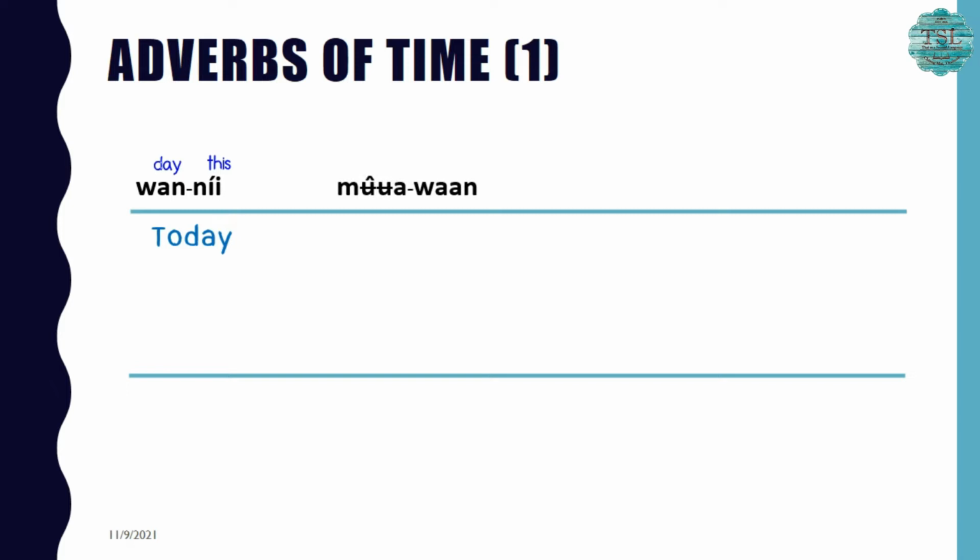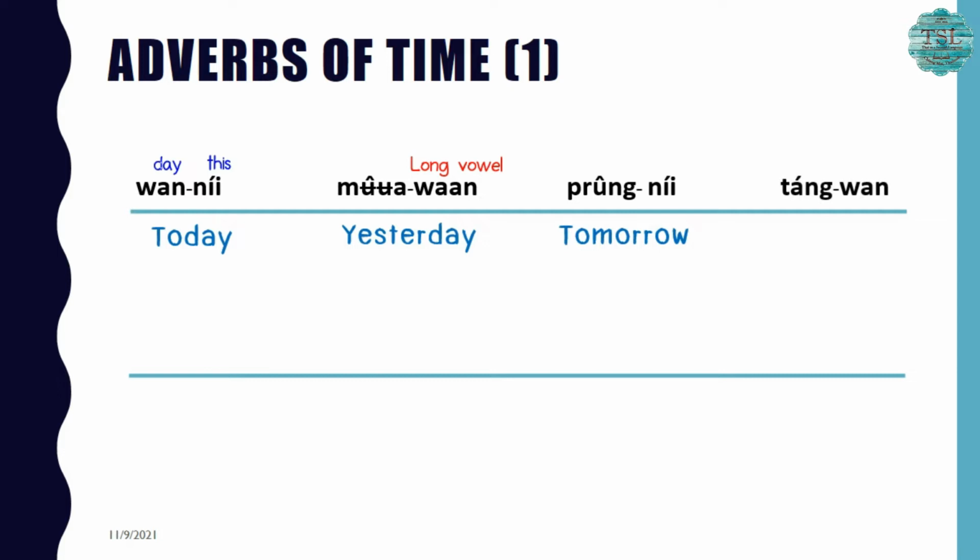Be careful that this one is the long vowel, so it's เมื่อวาน, while today is a short vowel, we say วันนี้. So เมื่อวาน means yesterday. And then พรุ่งนี้ means tomorrow. The next one is ทั้งวัน.